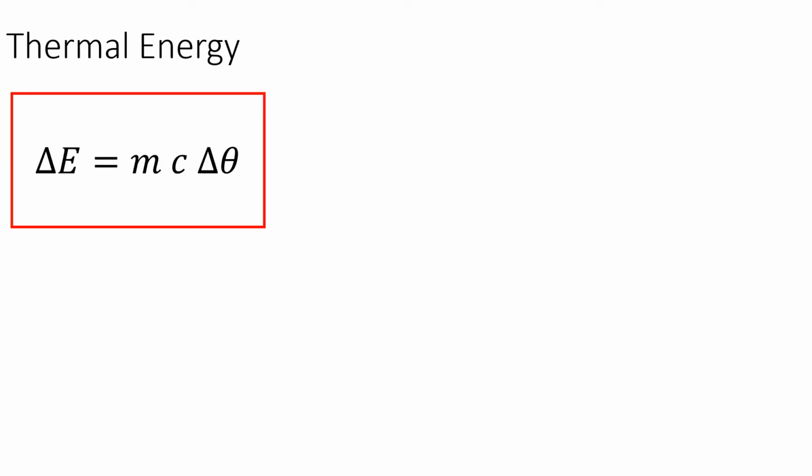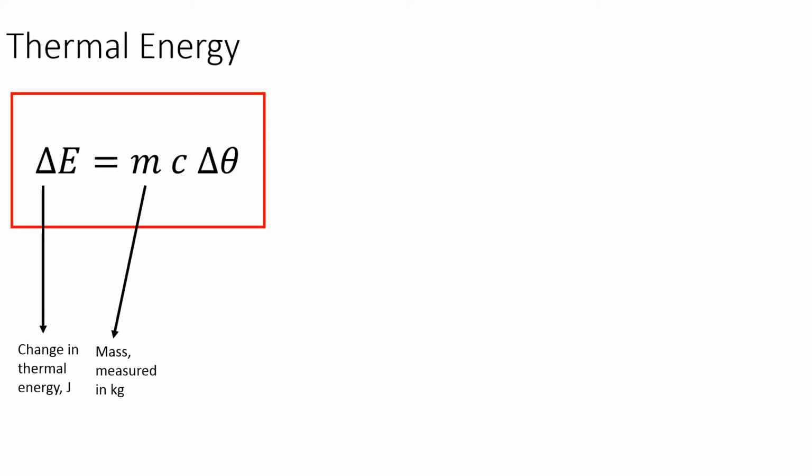Today we're going to be talking about thermal energy, or more specifically, the change in thermal energy. We'll begin, as we usually do, by talking about the equation. So it's delta E, which resembles the change in energy, equals mc delta theta. As I've just said, the delta E refers to the change in thermal energy, and that's always measured in joules.